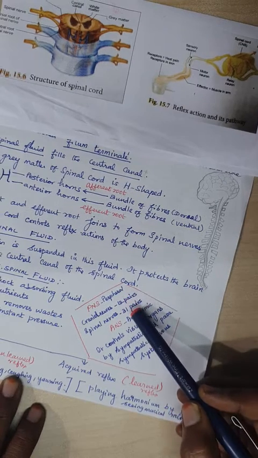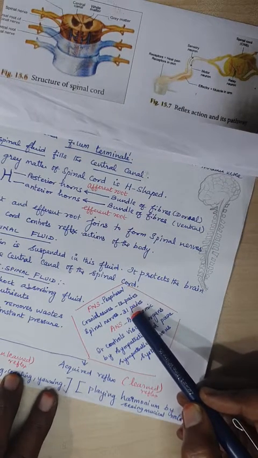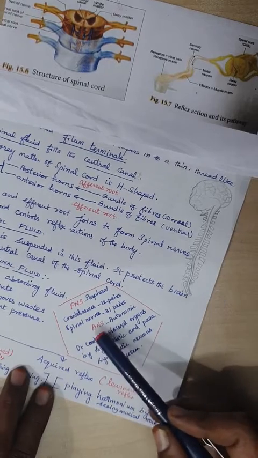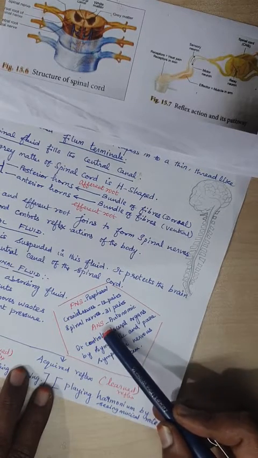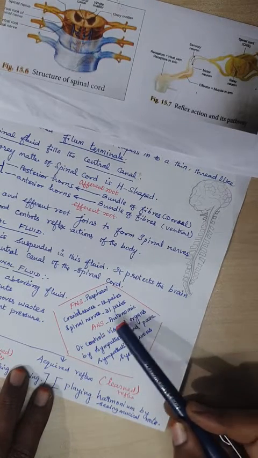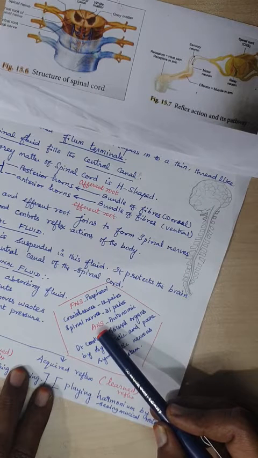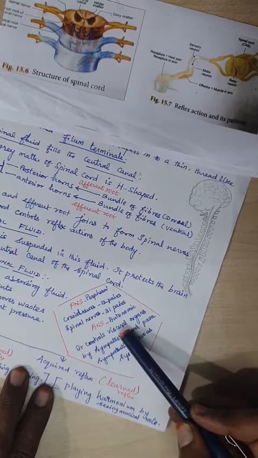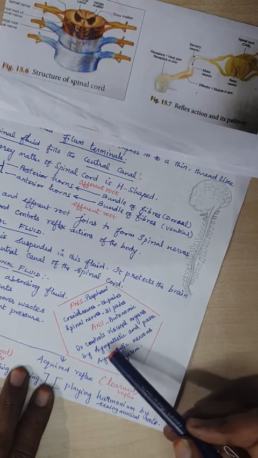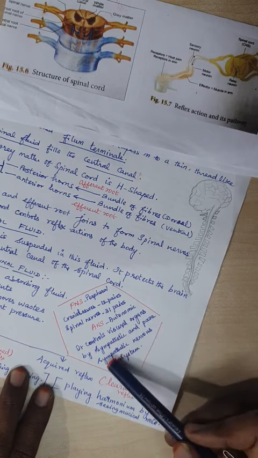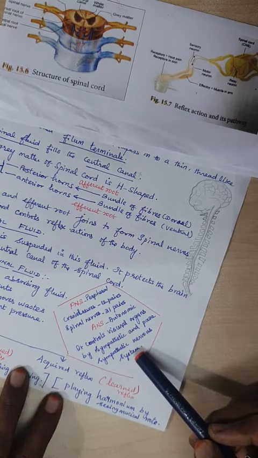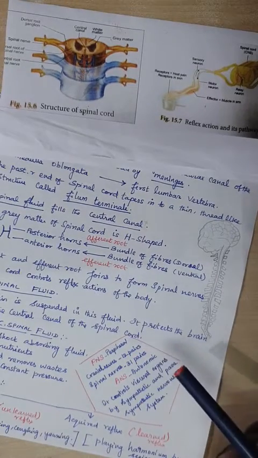All these are the peripheral nervous system. And the next and last one is the autonomic nervous system. What is the function of this autonomic nervous system? It controls visceral organs by the sympathetic and parasympathetic nervous systems. Okay, that's all for the nervous system.